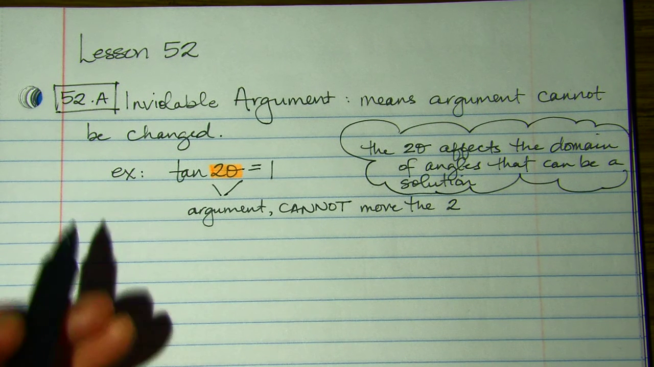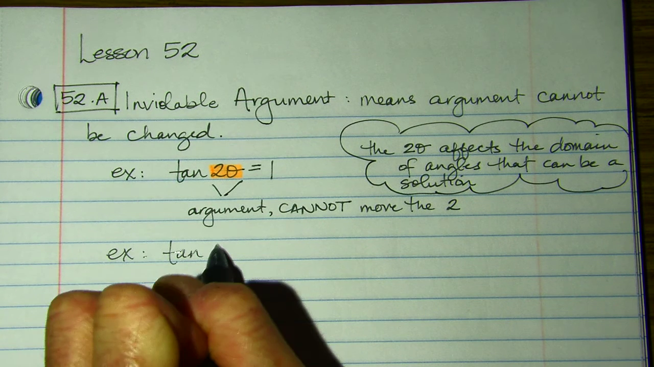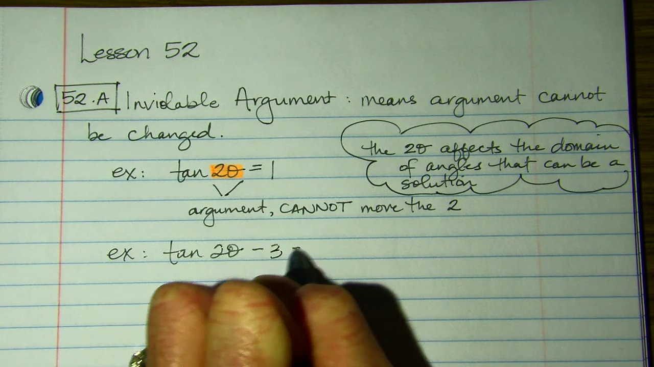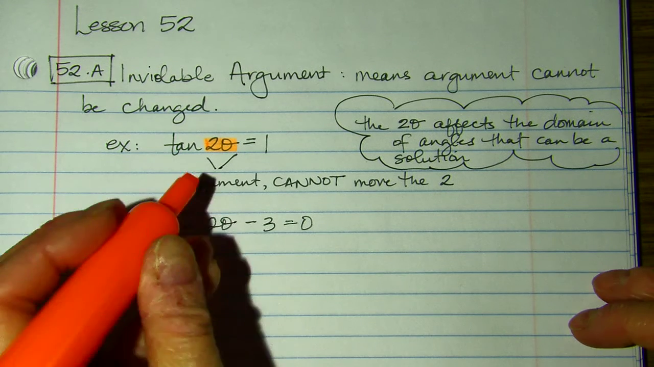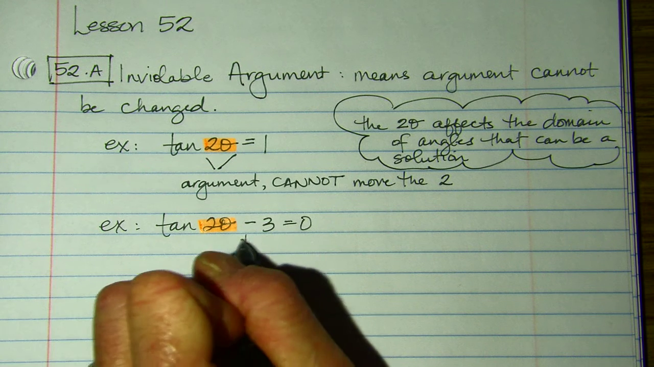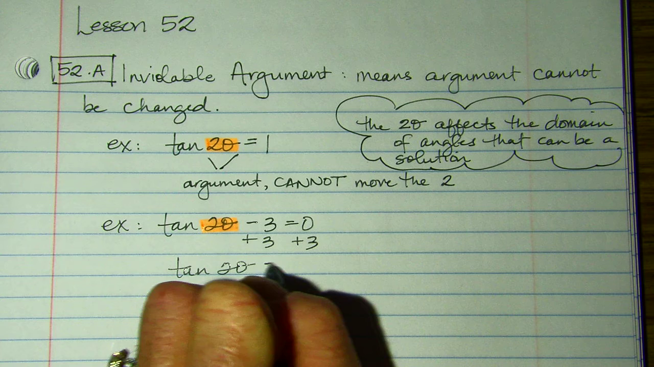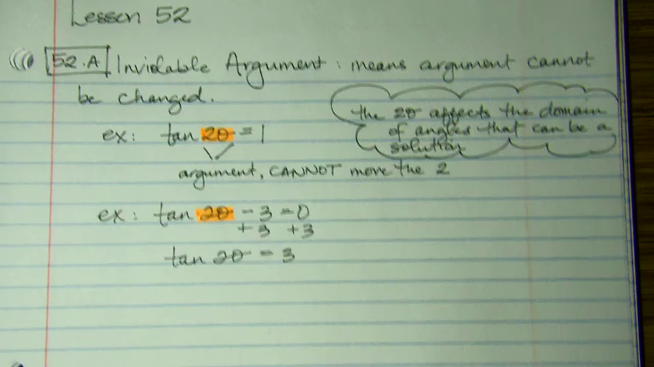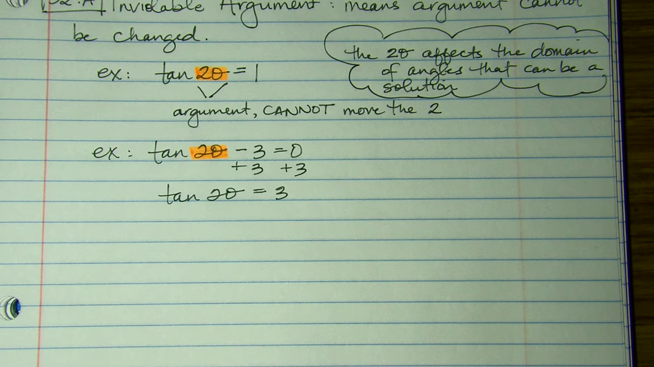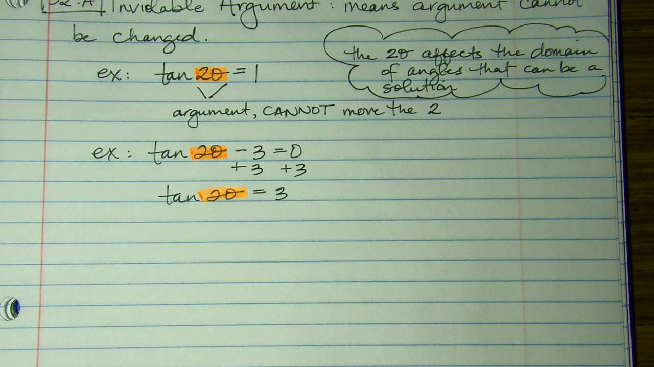Another example, the tangent of 2 theta minus 3 equals 0. Know that I cannot move 2 theta, but I can move the 3. So I would be solving the tangent of 2 theta equals 3. Okay, but we cannot move the 2. So that's all that 52.A is covering. Whatever's in front of theta, you're going to leave alone.